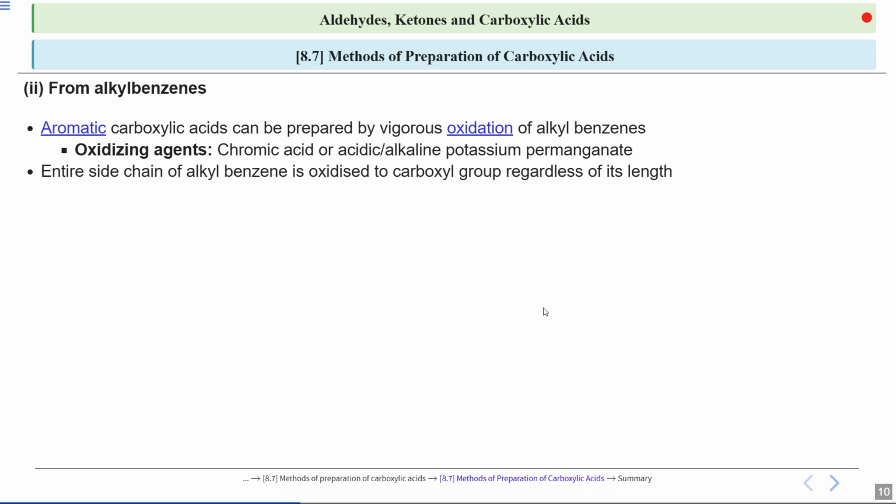Now, here is a very interesting aspect of this reaction. The entire side chain of alkyl benzene is oxidized to a carboxylic acid regardless of its length. The entire chain of the alkyl benzene will be oxidized to a carboxyl group no matter what the length of that chain is. It will be completely transformed into a carboxyl group, which will simplify the structure of the molecule.